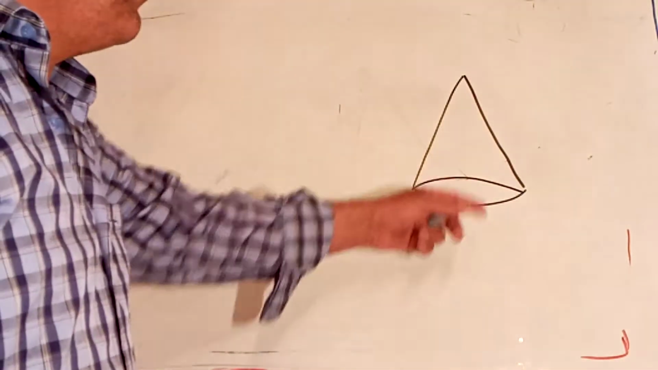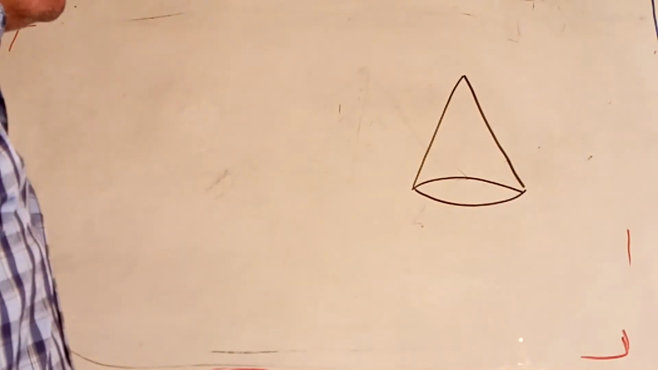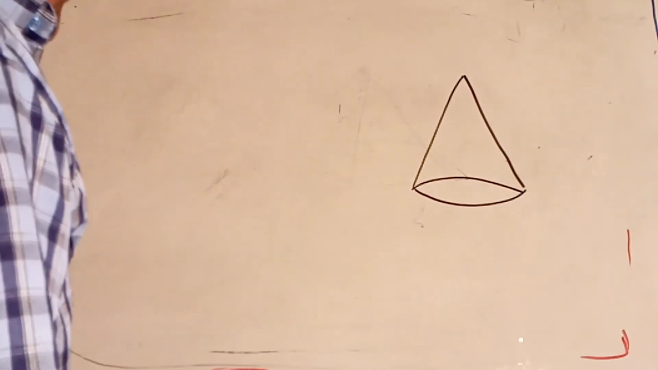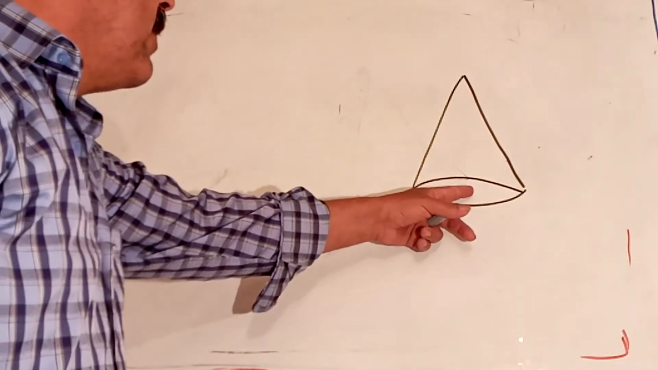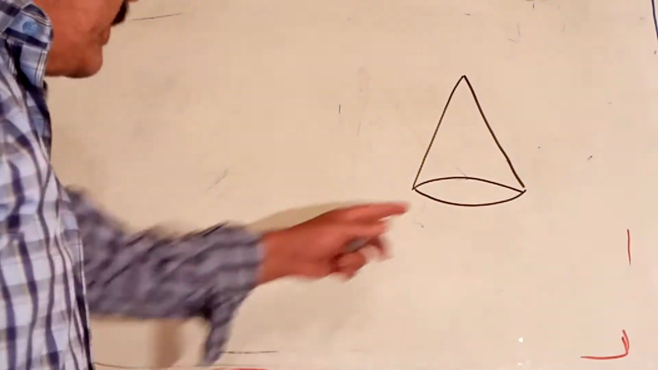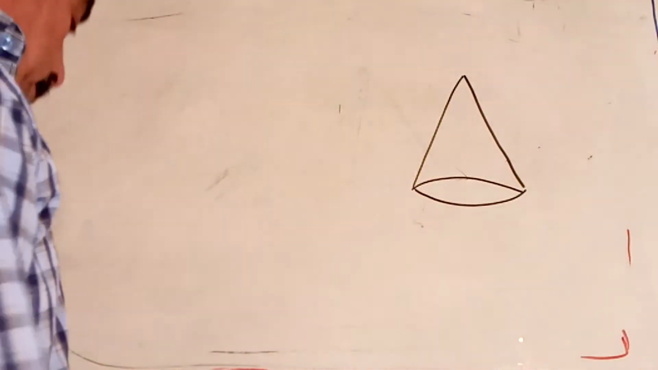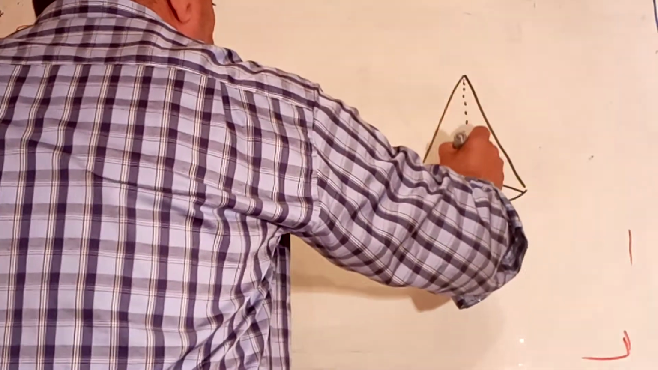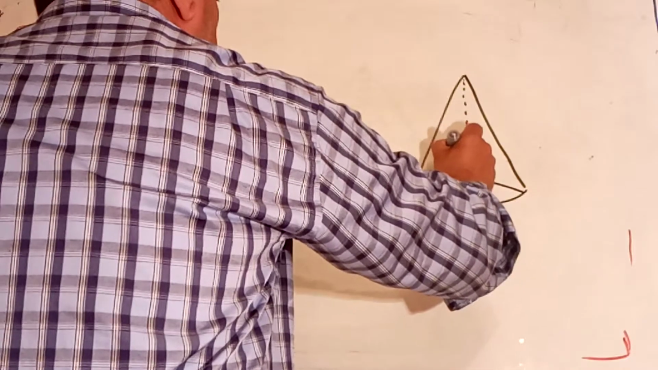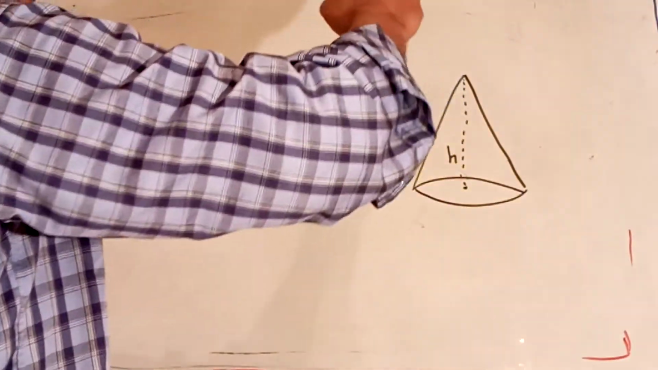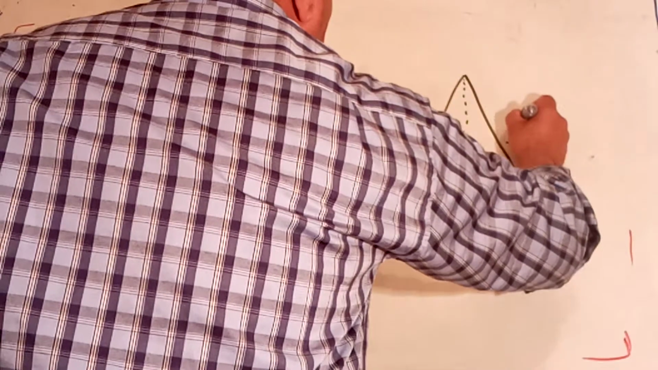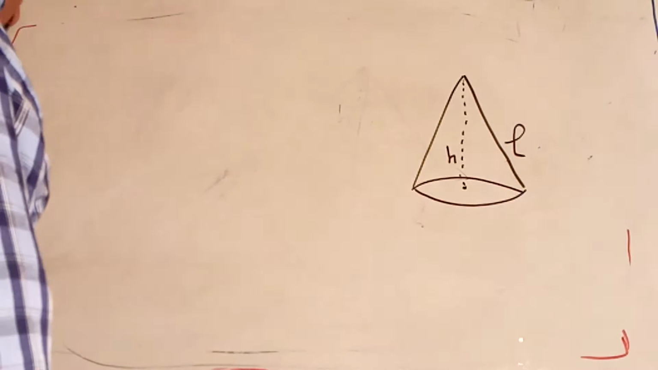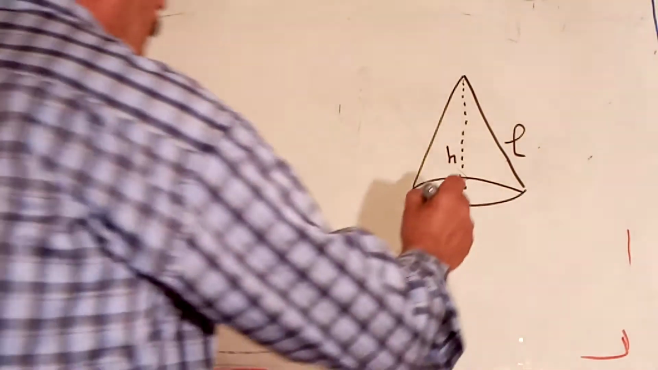This one has a volume. If you fill it with water, a cone is used even for oil and for any liquid. This is called H, its height, and the length of the side is L. And this is R, the radius.